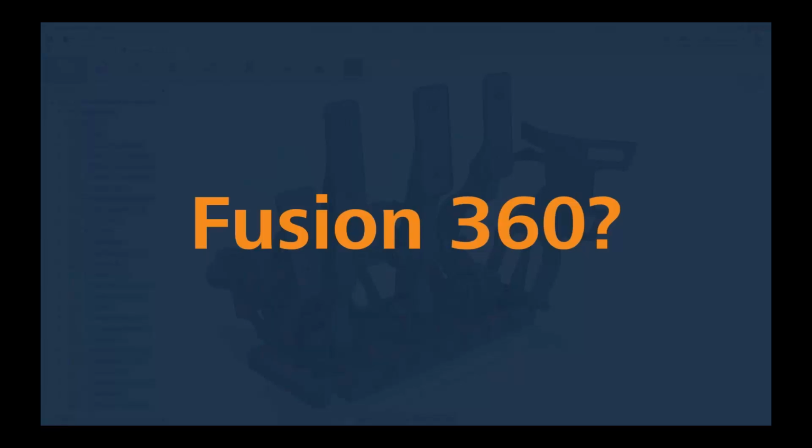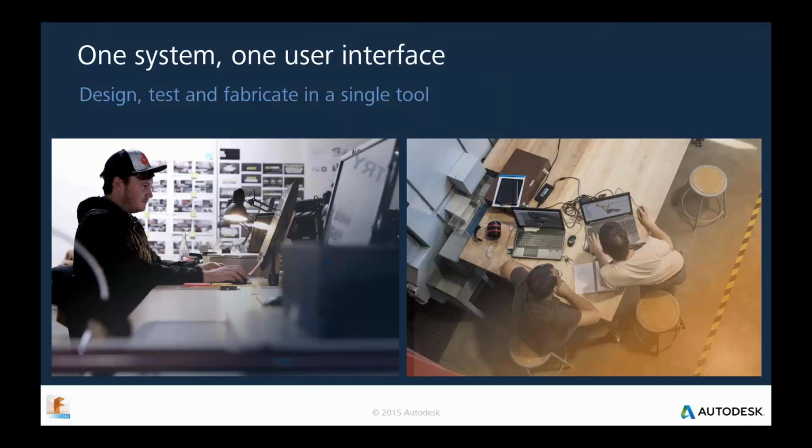So what is Fusion 360? Well, Fusion 360 is one system, one user interface. It brings together all of the common tools that you would use as part of your design engineering workflow, and it incorporates them into the one user environment. So you can design, draft, analyze, or test your components, and then specific to today's webinar, you can then fabricate your parts as well using the technology.